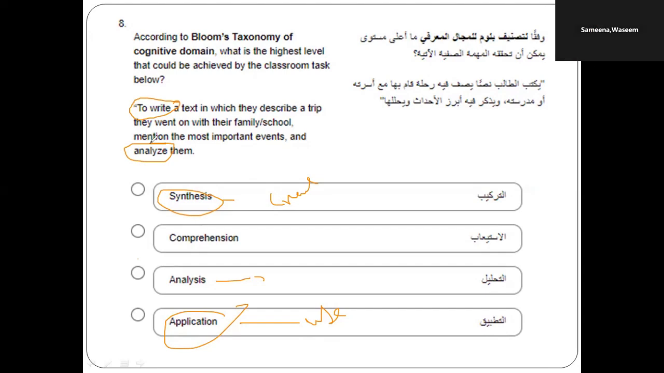Sir, option C, analysis. Miss Samina says option C. Who is with option C? Who else? Option C, sir. Miss Suja, option C. Anyone else? Yes, Mr. Salam.